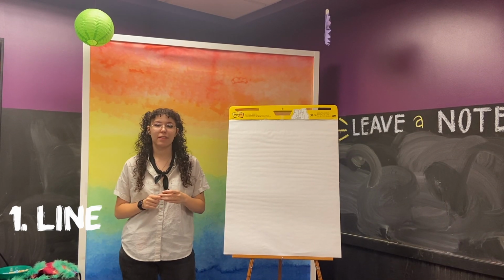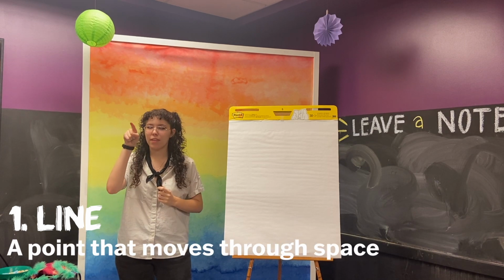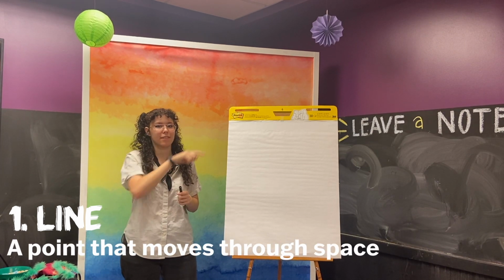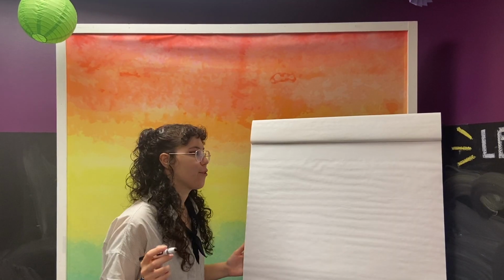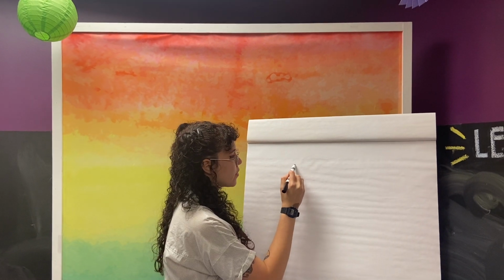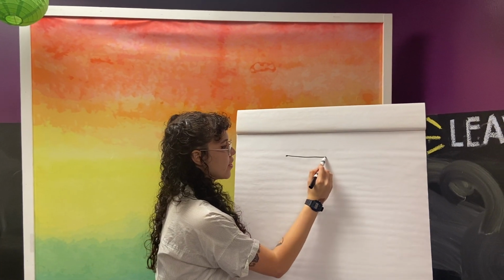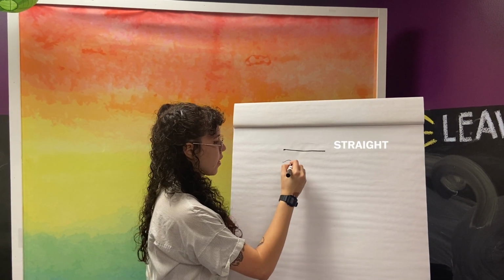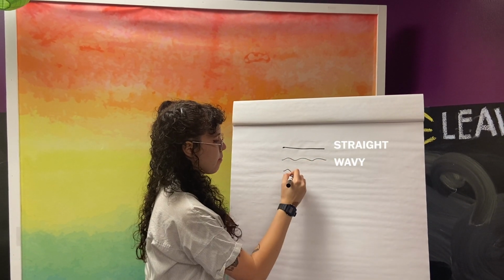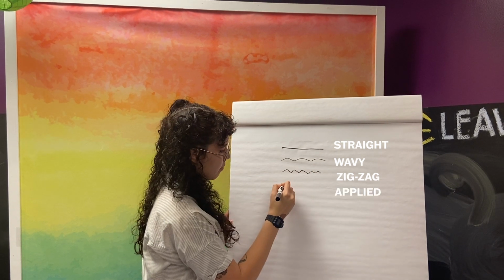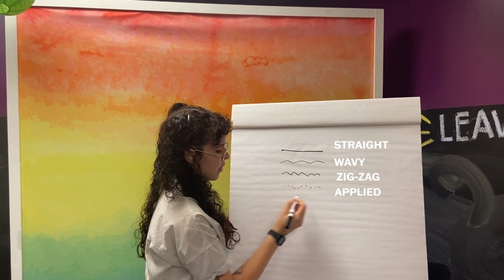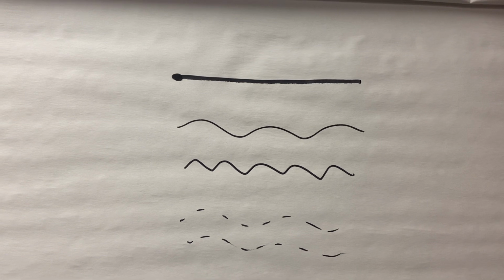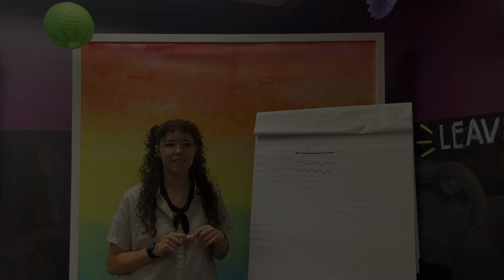First we're going to talk about line. A line is a point that moves through space. For example, if I put a point on this page and move it, I've created a line. Lines can be straight, they can be wavy, they can be zigzag, or they can be implied, which means the line is invisible, but you can see where the line would be.